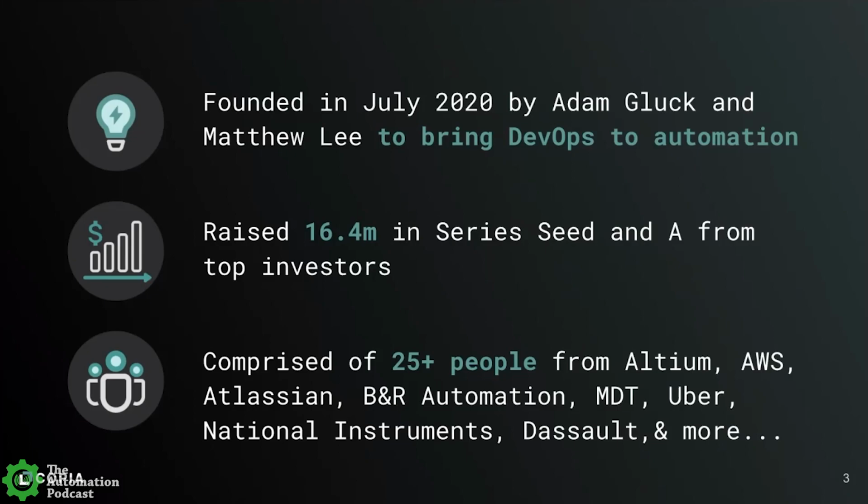So Altium, AWS, we have a Google employee, Atlassian, B&R, Automation, MDT, Uber, National Instruments, Dassault, and it goes on. Our head of engineering, we actually pulled directly out of GitHub. So we really tried to build a team based around people who understood the OT space super well and lived in that space for a long time, but also people from the IT world who had built different software systems and were familiar with how this stuff works. So we're a really software-heavy team, but with a strong focus on the industrial space and having that in our DNA.